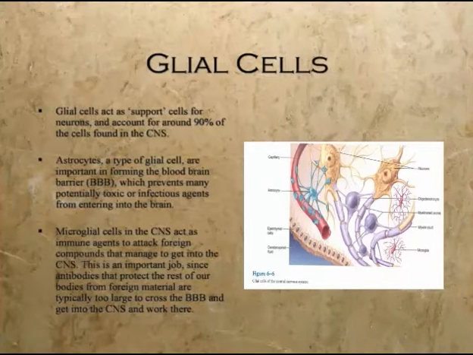Astrocytes, a type of glial cell, are important in forming the blood-brain barrier, which prevents many potentially toxic or infectious agents from entering into the brain. The endothelial cells of arterial blood vessels entering the brain have very tight junctions between them, unlike the case of blood vessels in the periphery. This greatly restricts the ability of water-soluble substances to leave blood vessels and enter into the interstitial spaces in the brain.